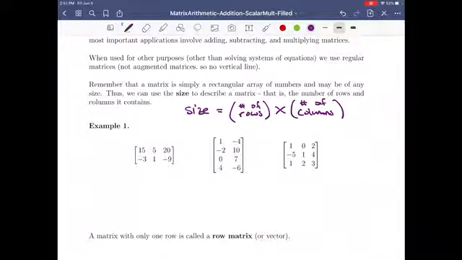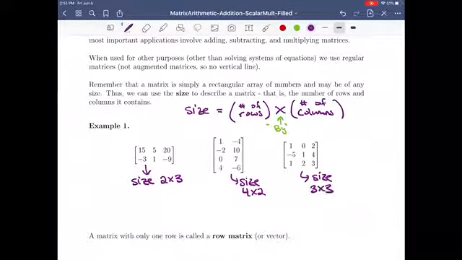So for the first matrix here, we can see that it has 2 rows and 3 columns. So we would say its size is 2 by 3. And the next one, we have 4 rows and 2 columns. So we would say it has size 4 by 2. When you read the X, you read it as "by." The last one has 3 rows and 3 columns. So it's a 3 by 3.